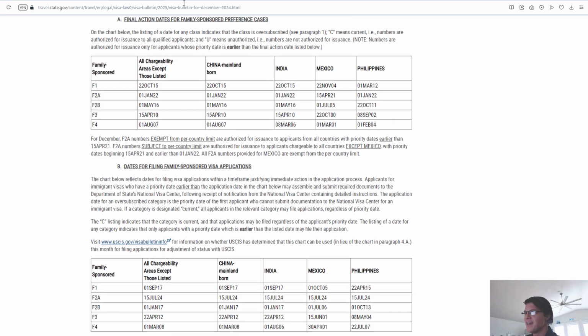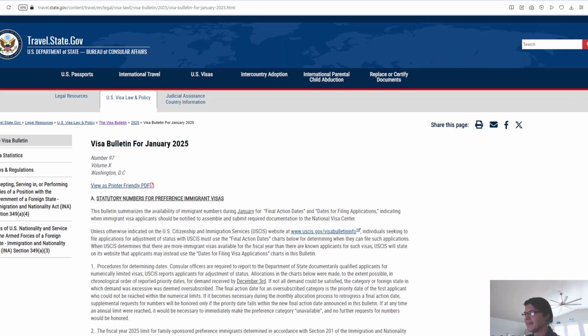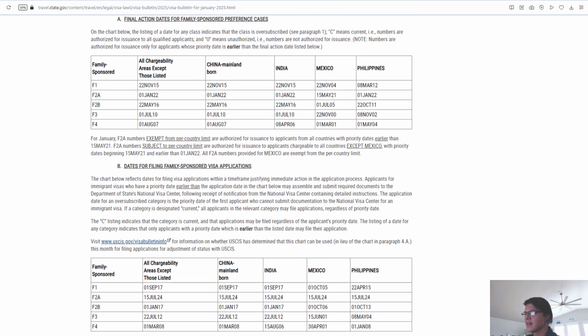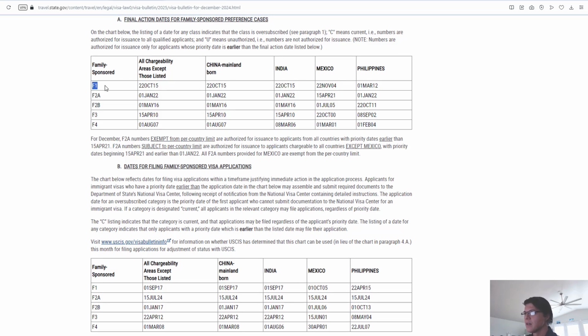We'll start with graph A, final action dates. This is December and this is January. Let's start with F1, sons and daughters of US citizens over 21, not the petitioner, the beneficiary. F1 in December was on 22nd October 2015 for all chargeability areas. For China, 22nd October 2015, India 22nd October 2015, Mexico 22nd November 2004, and Philippines 1st March 2012.